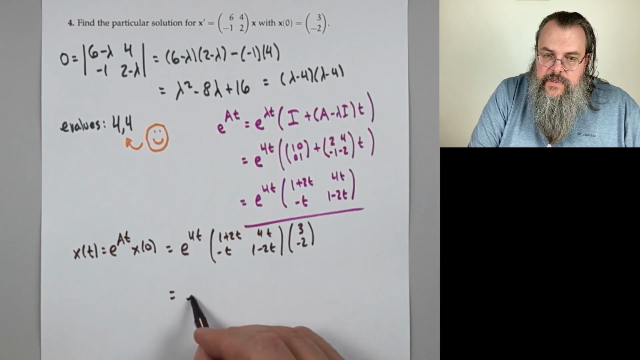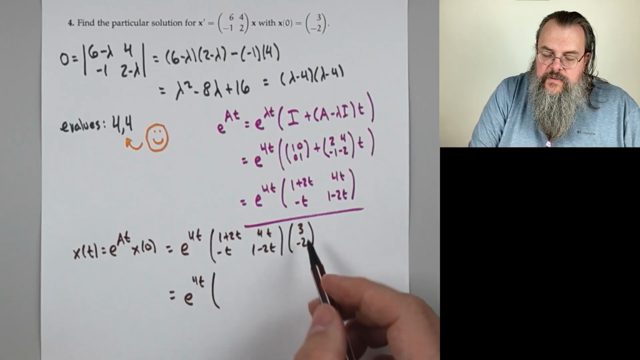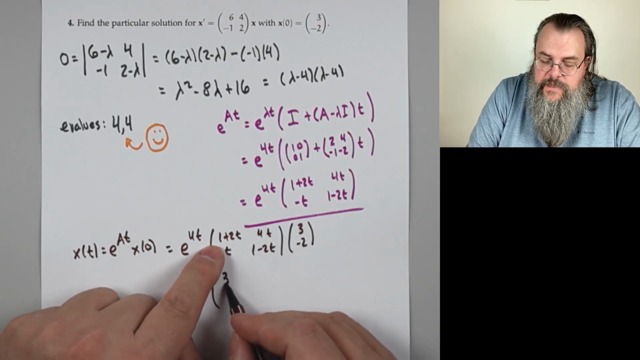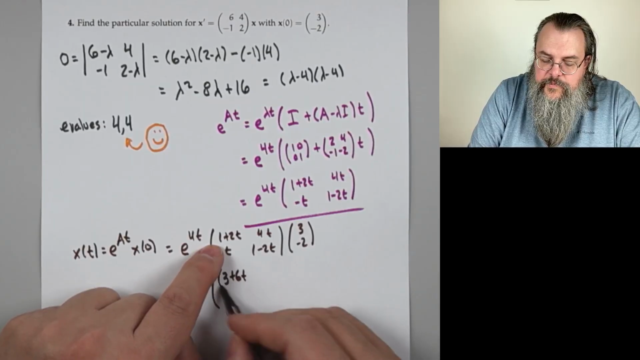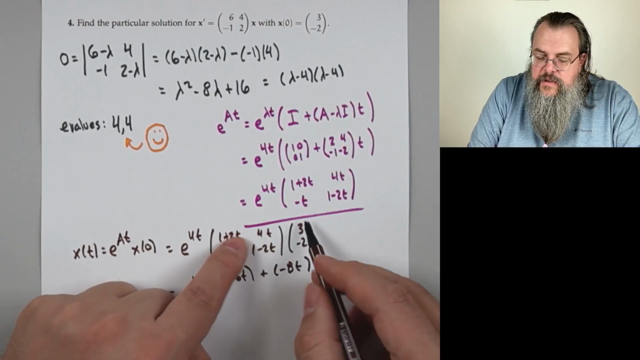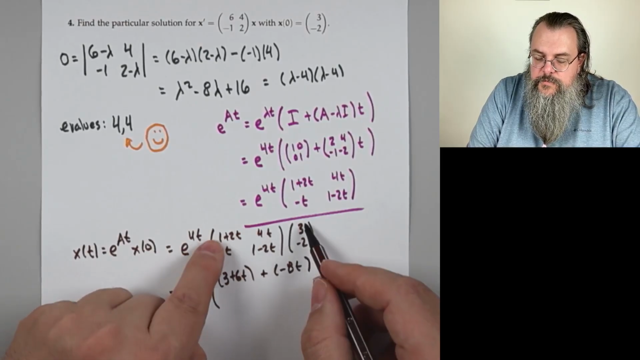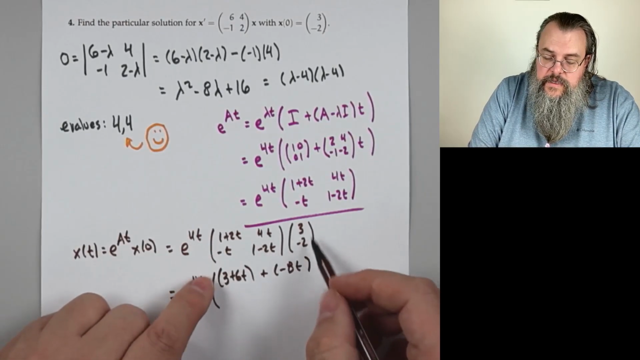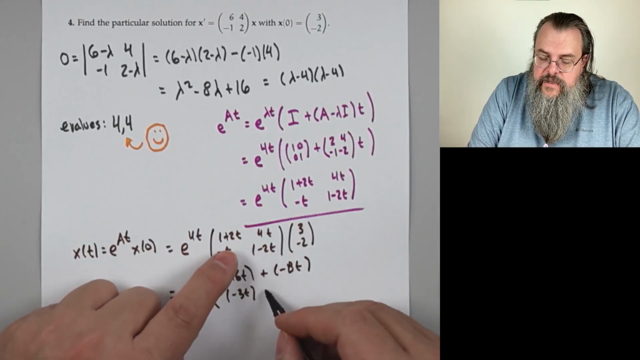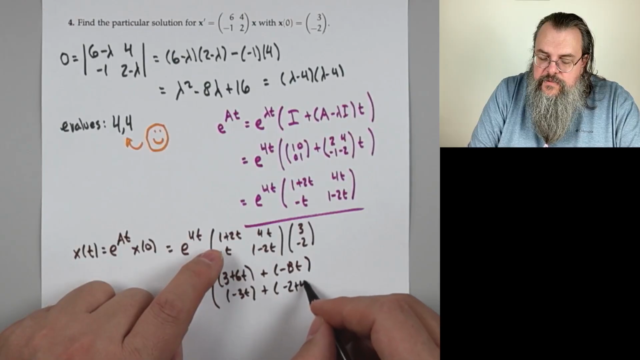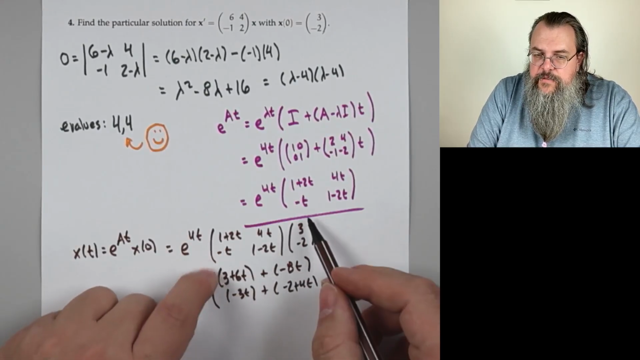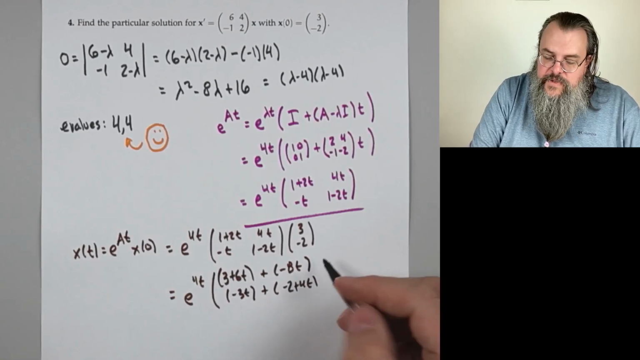All right, so we have e to the 4t. So we're going to multiply by 3. So we're going to get 3 plus 6t. And then we're going to have minus 8t. Then the next row we'll have minus 3t and minus 2 plus 4t. Right? Matrix multiplication. Know how it works.